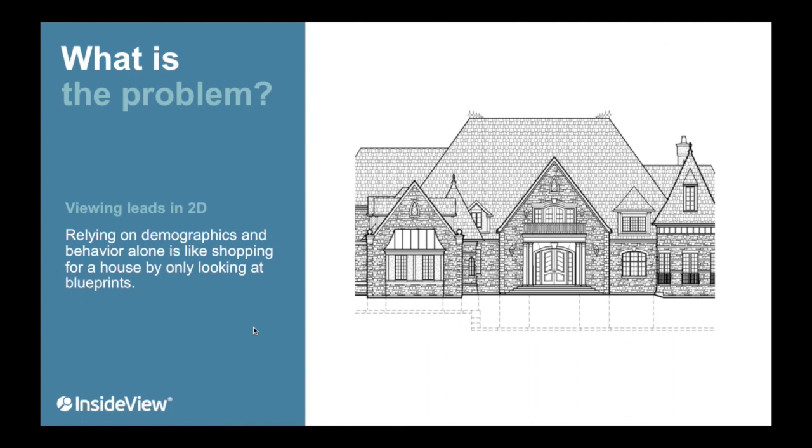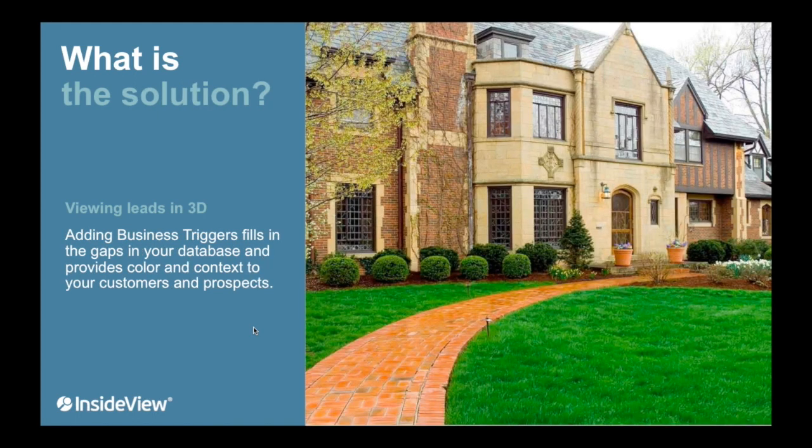And part of the reason why I even put the picture up here is that where we're at right now is essentially like shopping for a house just by looking at blueprints, right? It's a little bit crazy, but just by relying on two different types of data like that, you're not really able to put this into context for your sales team to be able to move a lead or really highlight the most valuable leads that are actually in your system.